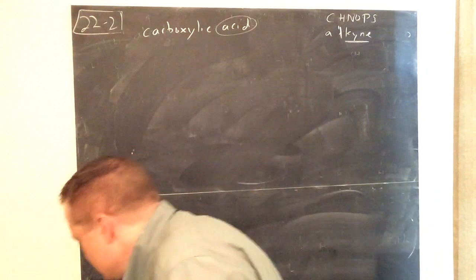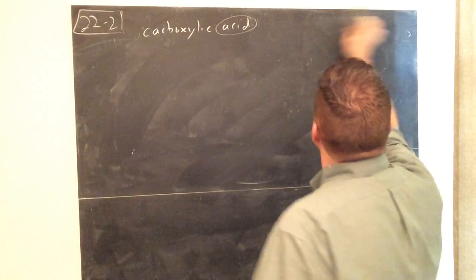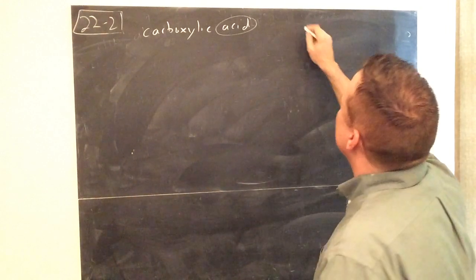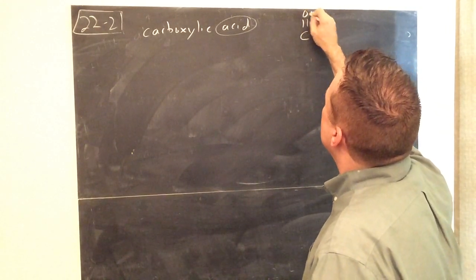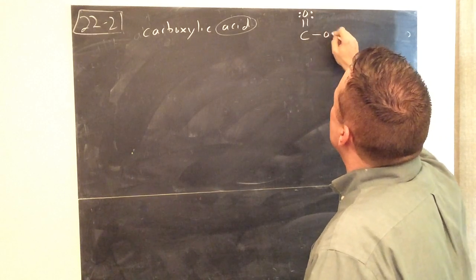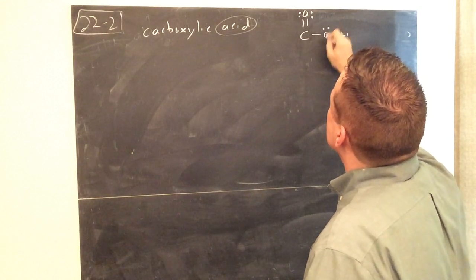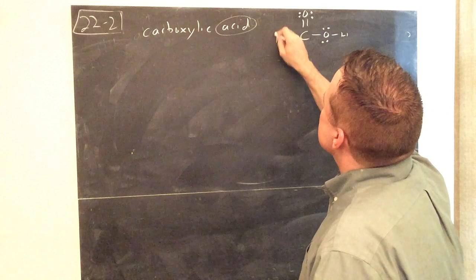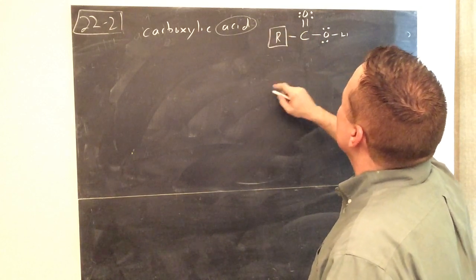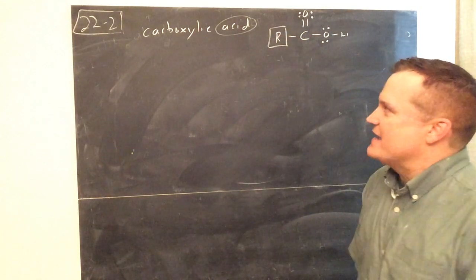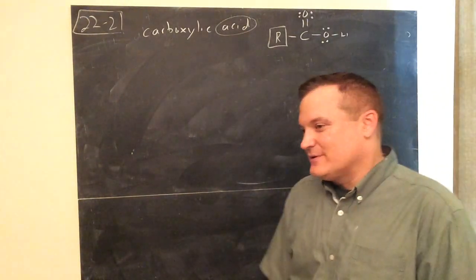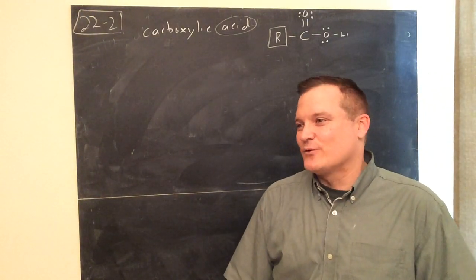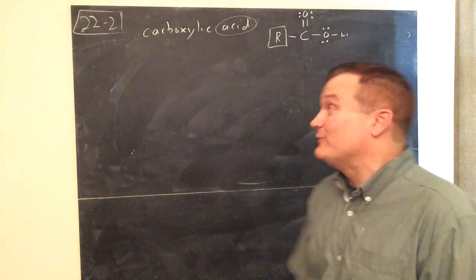A C, in fact, let me utilize this little area, the top part of the board. C, double bond to an O, then an O, then an H. And then, of course, there's the rest, or the root molecule. There it is. Okay, there's the carboxylic acid. This is a very important one. Like I said, they're all important, but this might be the most important one.